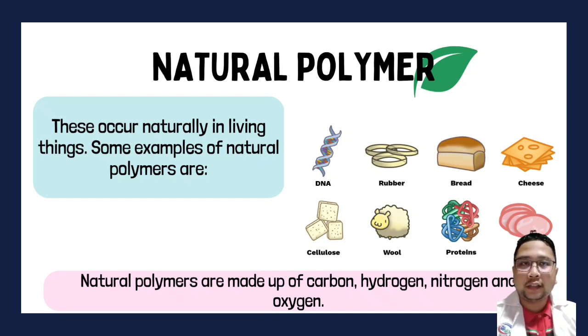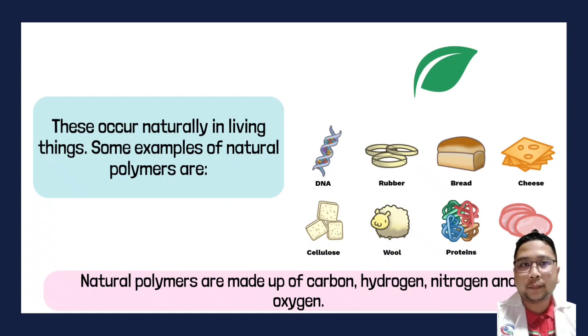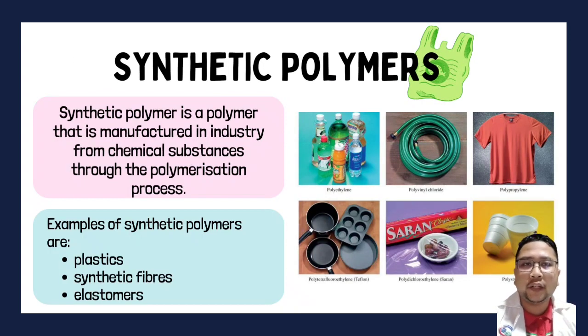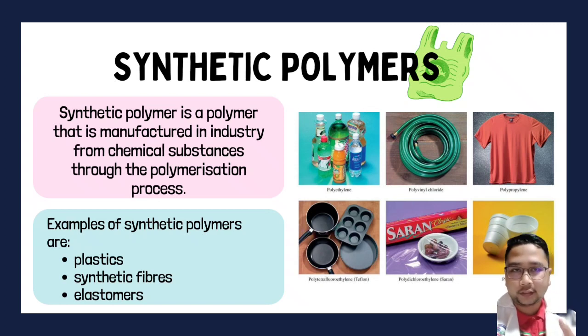Let's look at the synthetic polymer. Okay, this synthetic polymer is a polymer that is manufactured in industry from chemical substances through the polymerization process. Examples of synthetic polymer are plastic, as we use every day, synthetic fiber, and elastomer.